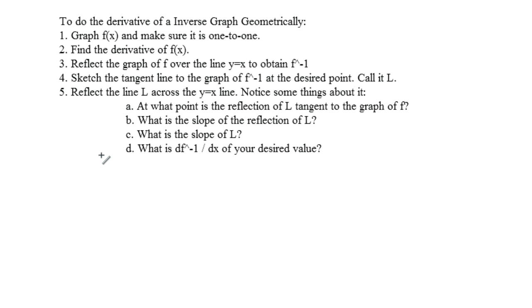Now geometrically, to do the derivative of the inverse graph, graph f of x and make sure it's one-to-one. In other words, it's a true one-to-one function. Find the derivative of f of x, then reflect the graph of f over the y equals x line to obtain the inverse. Sketch the tangent line to the graph of f inverse at the desired point, call it L. Reflect the line L across the y equals x line. Notice something about it. At what point is the reflection of L tangent to the graph of f? What is the slope of the reflection of L? What is the slope of L? And what is the derivative of the inverse at your desired x value?